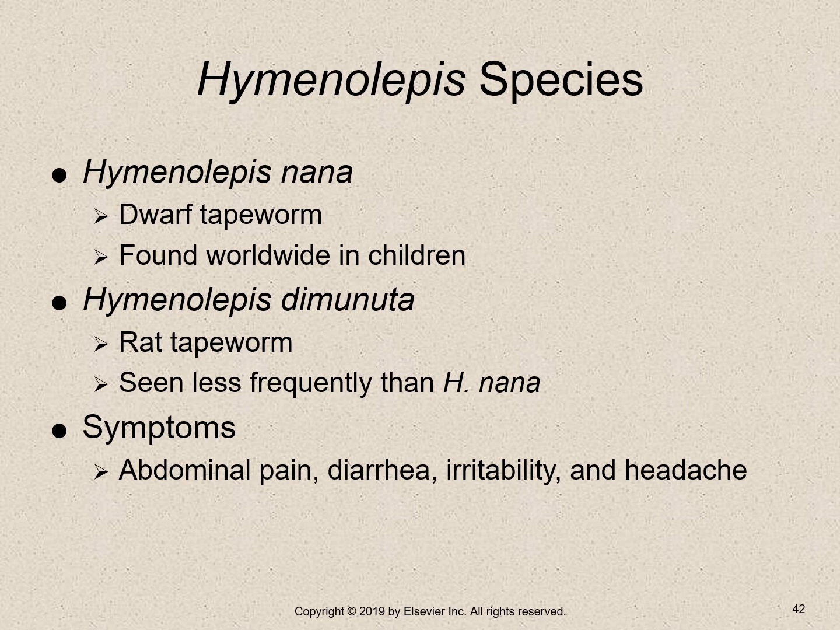Hymenolepis species are the next tapeworms we'll discuss, with Hymenolepis nana being the dwarf tapeworm, which is found worldwide and is a common one found in children, whereas Hymenolepis diminuta is the rat tapeworm and is seen much less frequently. Light infections are usually asymptomatic, but a large worm burden may cause abdominal pain, diarrhea, irritability, and headache.